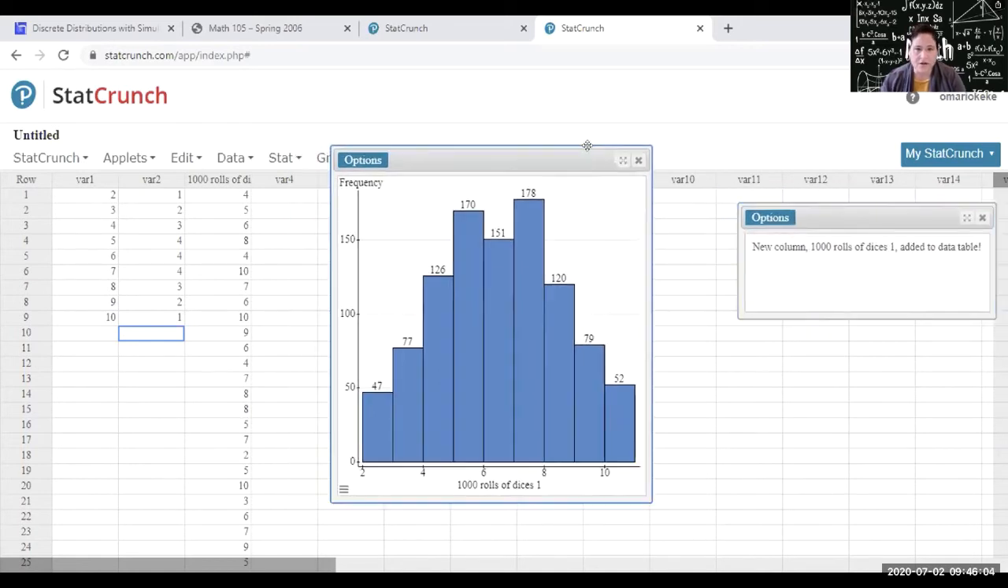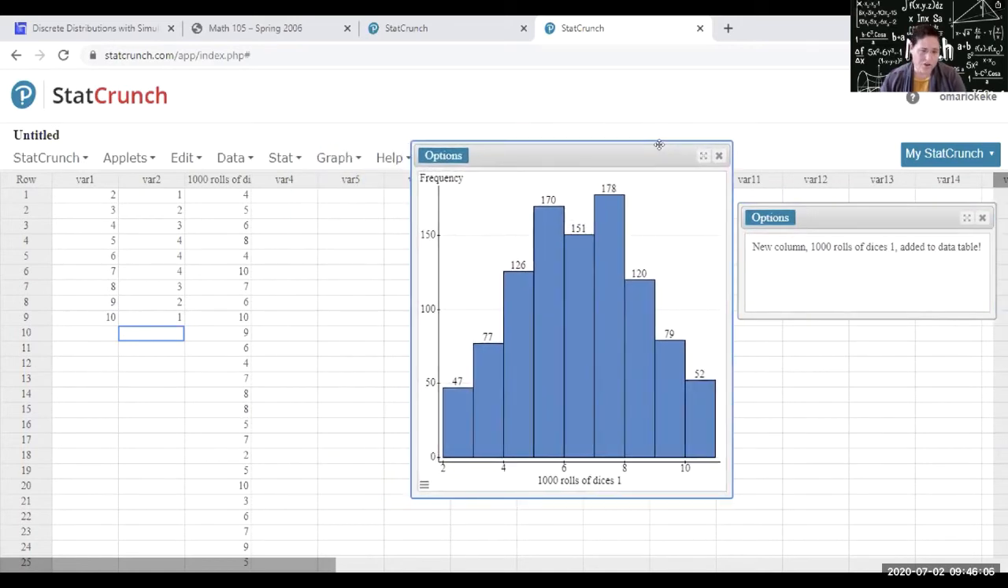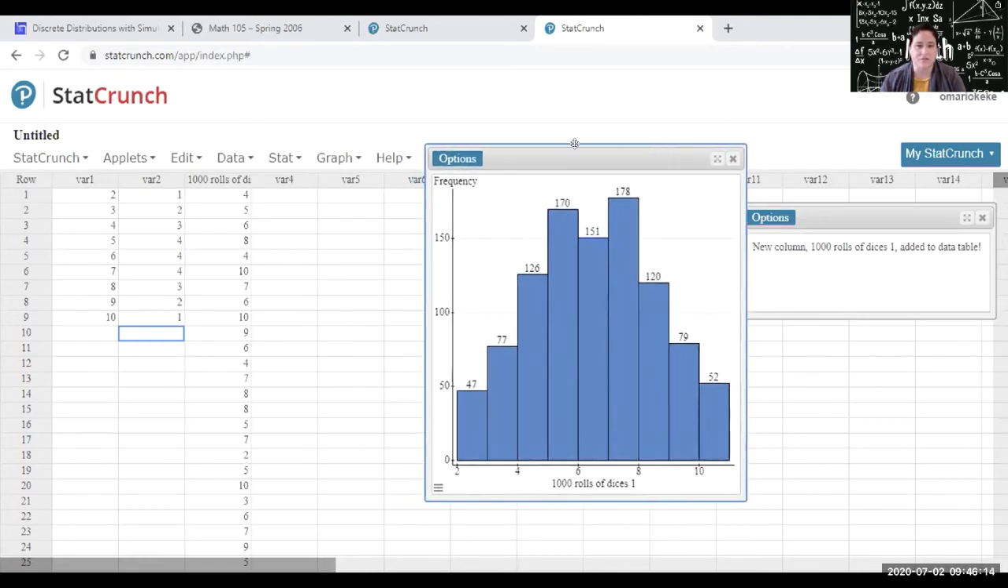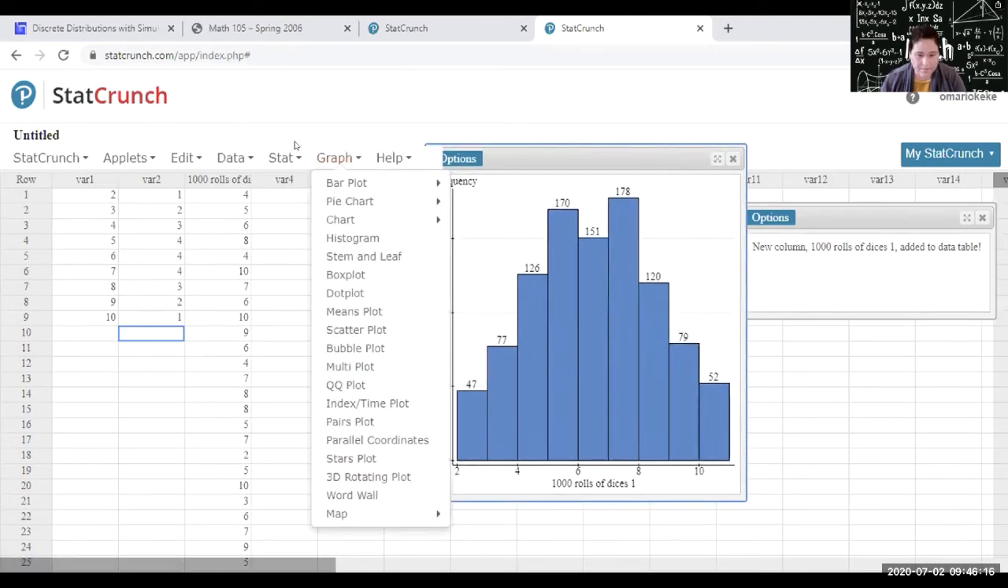You're supposed to attach it to this document. But now we're going to find the mean and the standard deviation for each of these 1,000 rolls. So I'll go back to BJ. How do you find the mean of that column 3?